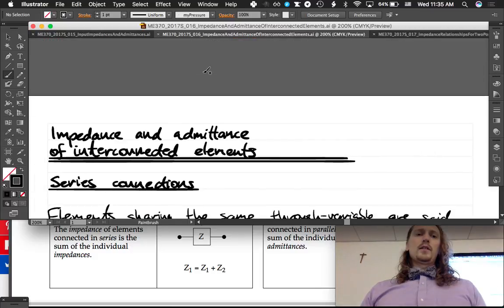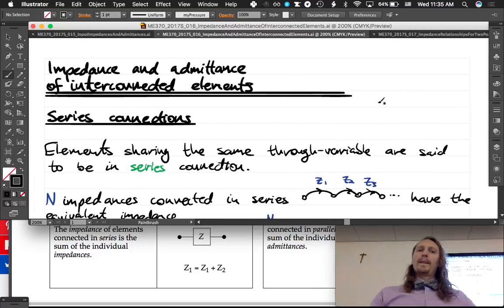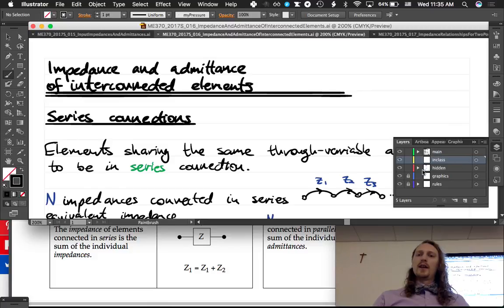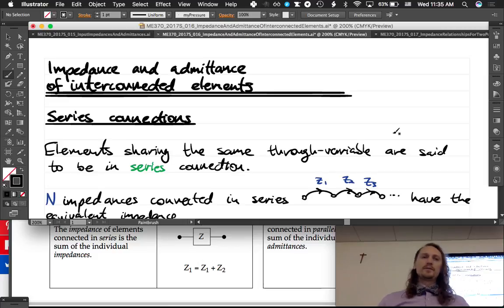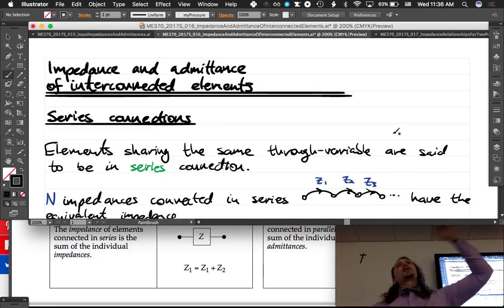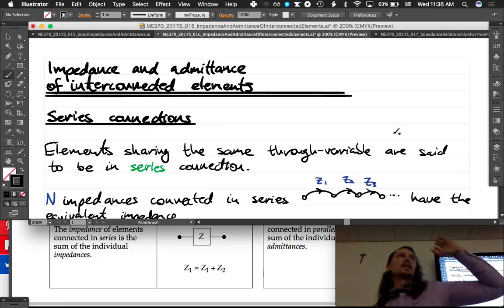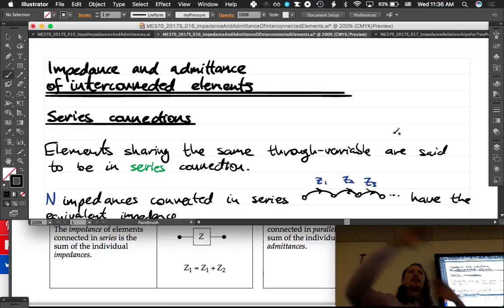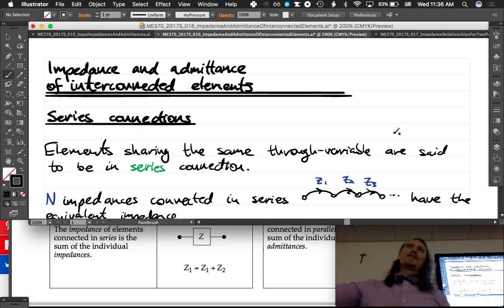Okay, so let's talk about the interconnection of these elements. Impedance and admittance of interconnected elements. Say we learned how to do resistors, capacitors, springs, dampers, fluid capacitors, thermal capacitors, all of that stuff last lecture. We did it all because we're talking generalized. No problem. Impedance, admittance, we have a table that tells us. We don't have to remember things.